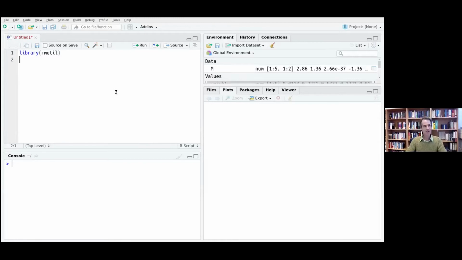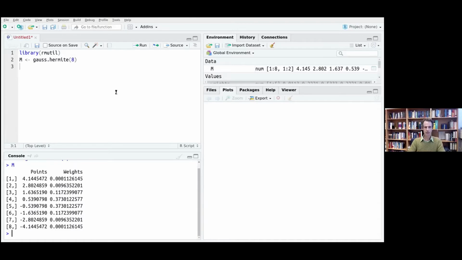Anyway, okay, we need this library, and what we want is a normal distribution. So we create this matrix of Gauss-Hermite points, say 8 of them. Let's have a look at that. We get the points, that's the first column of this matrix, and the corresponding weights, that's the second column.